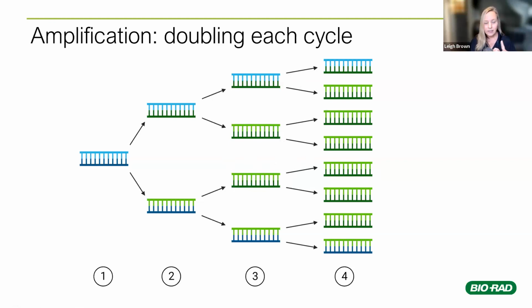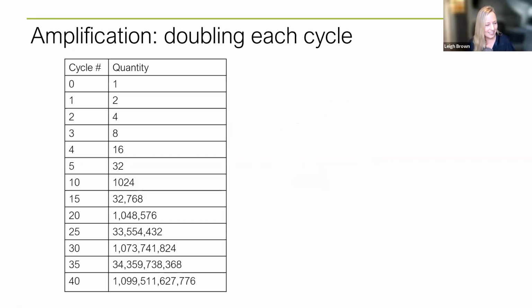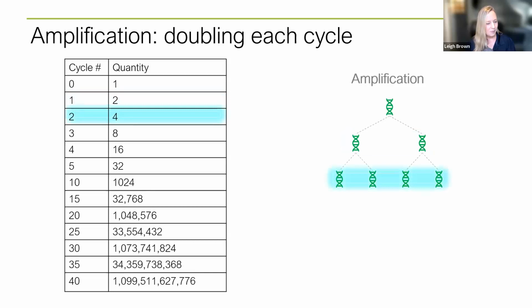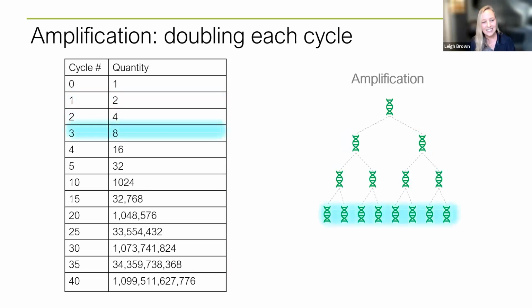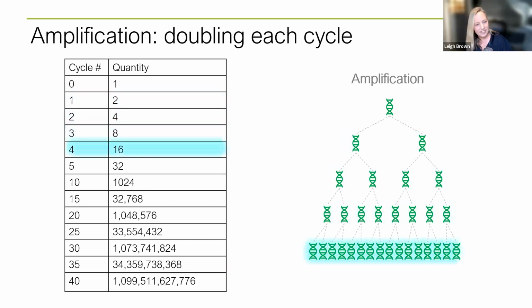So at the end of that, for every 1 DNA molecule we have, we're going to have millions of DNA molecules, right? And so here's kind of what that looks like. In cycle 1, from our 1 template, we're going to get 2 new copies of DNA. In cycle 2, we'll have 4. In cycle 3, we'll have 8. Cycle 4, we'll have 16, on and on and on. And so we kind of get this theoretical doubling.